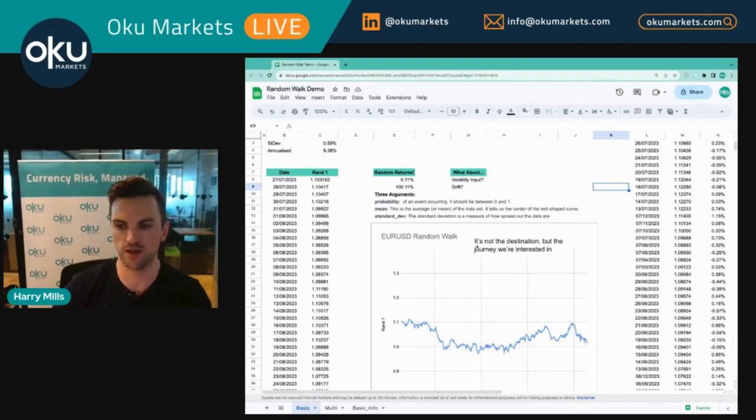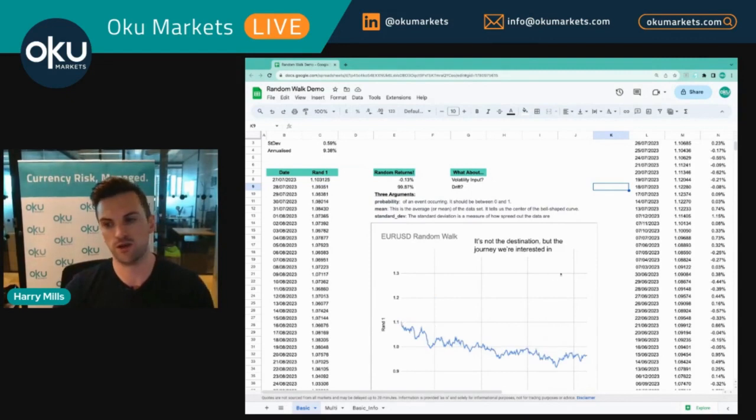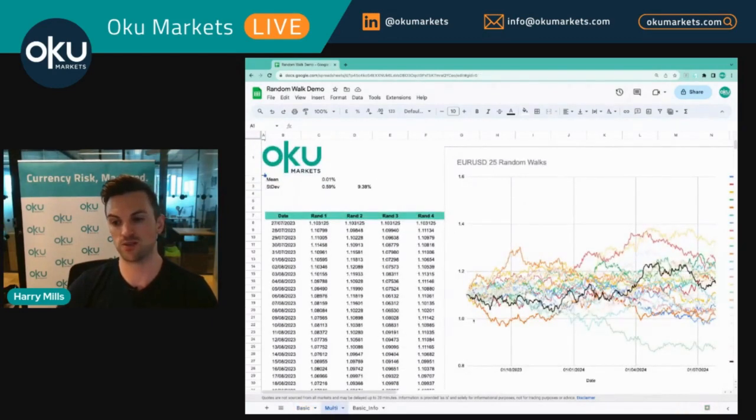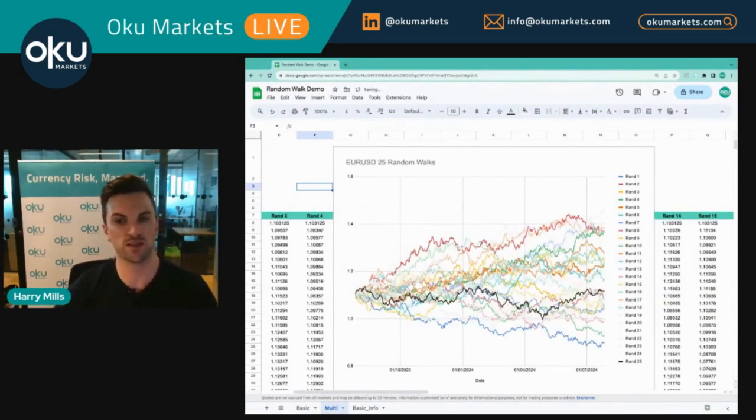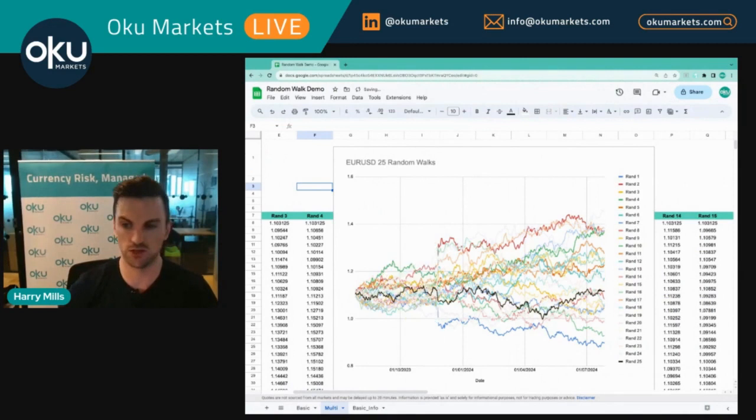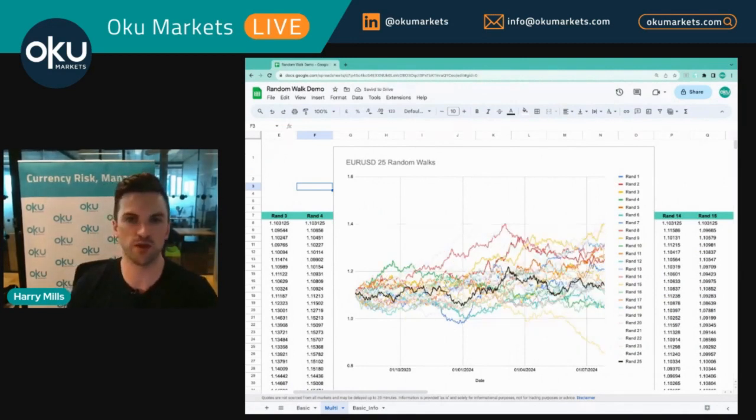I've put it on the chart here. It's not the destination, but it's the journey that we're really interested in, because it's that random journey through time that we can use to measure the effectiveness of a potential hedging program. And in fact, if we can do it once, we can do it lots of times. So here's 25 random walks, and we can have Excel or Google Sheets do this for any number really. I probably wouldn't do more than 100 or so.